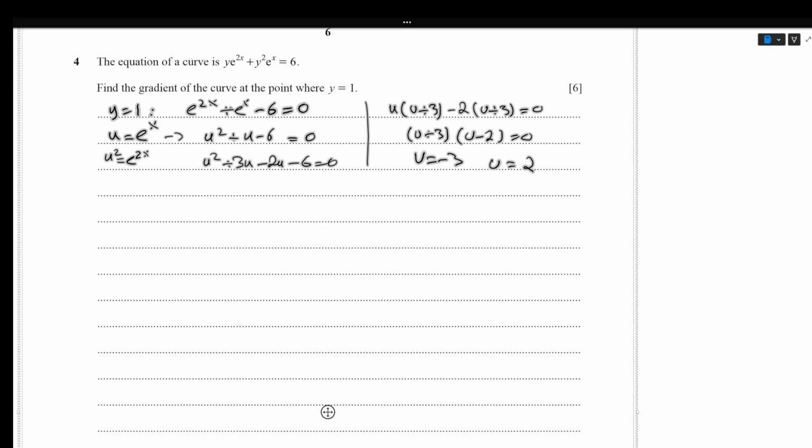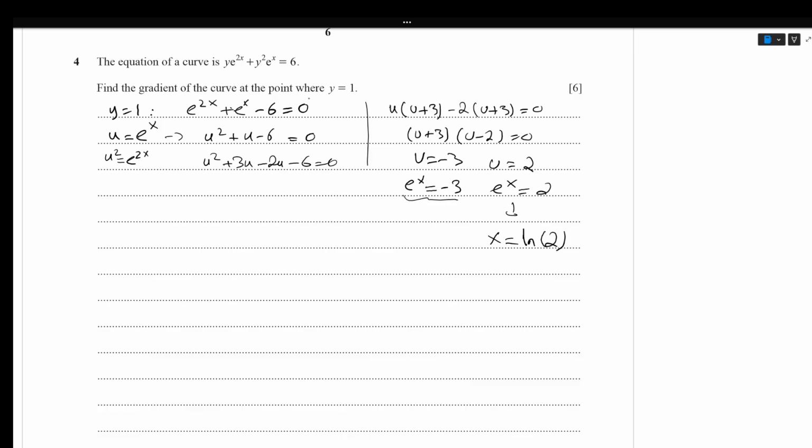Now e to the x is either minus 3 or 2. This cannot be true because e to the x cannot be negative, and then this gives us x is equal to ln 2. So the point where y is 1 has x equal to ln 2. The coordinates of the point at which we need to find the gradient have come.